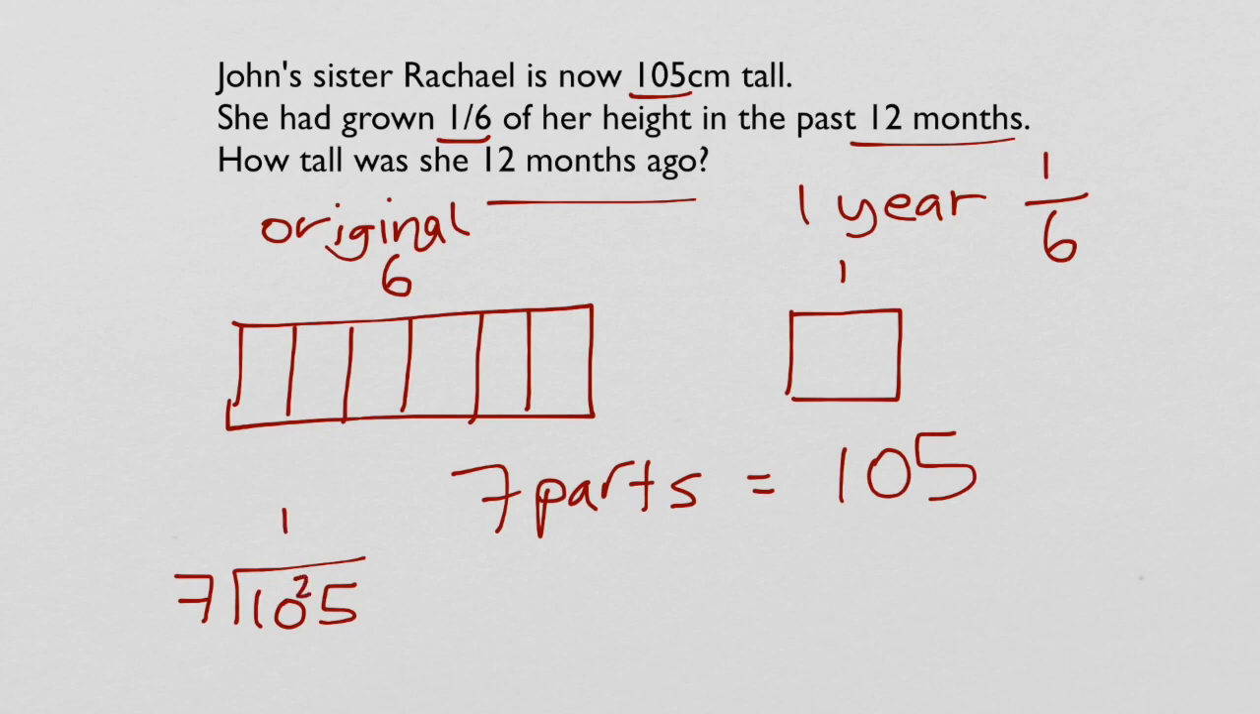So then I can either take 15 away from the 105 to get 90 centimeters, or I could do 6 times 15 to also get 90 centimeters, which was Rachel's height 1 year ago.